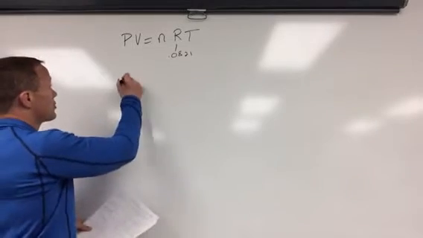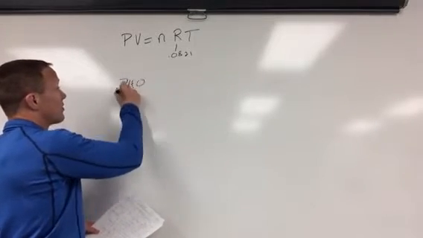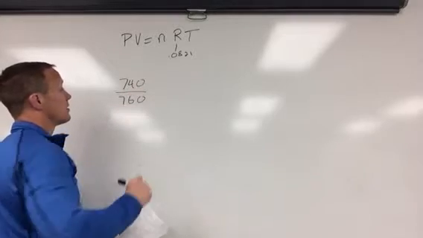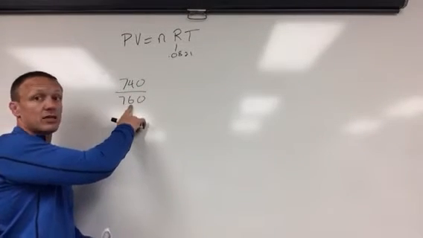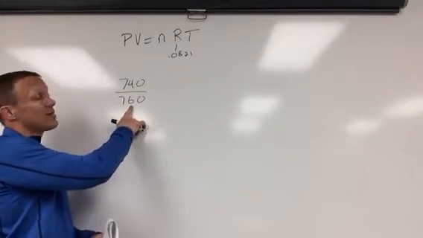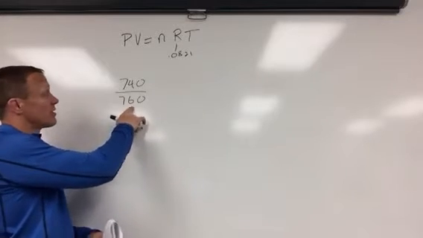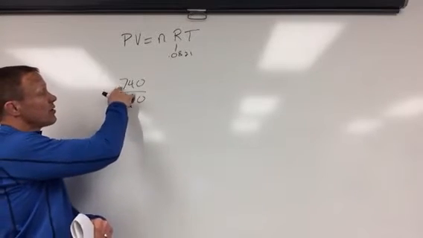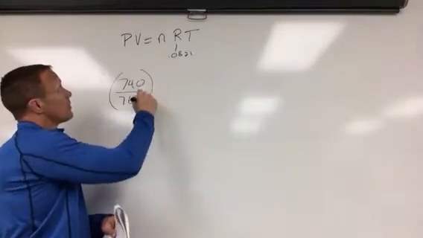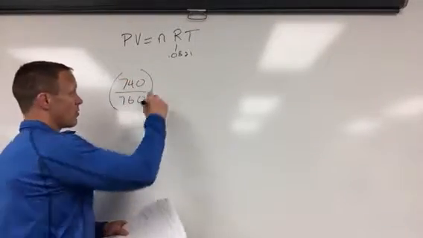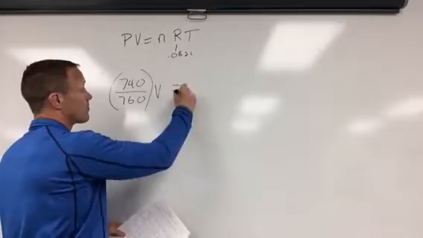So our pressure is 740 millimeters of mercury. Remember, we've got to divide that by 760, because 760 is 1 atmosphere. So pressure's got to be in atmospheres. We're going to take 740 divided by 760. That gives us how many atmospheres we have, a little bit less than 1 atmosphere. It wants to know what the volume would be, so there's our variable we're looking for.